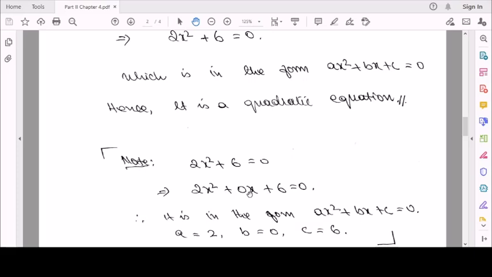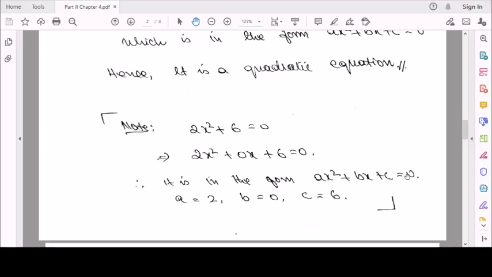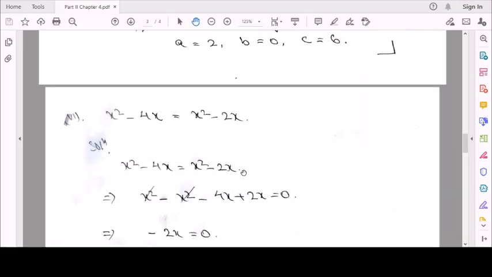3 terms, the first, second and the third. X squared, the power of x is 2, here the power of x is 1, and the constant. But in this, if you multiply 0 with x, it becomes 0. That means no need to keep this term, just ignore it. You will have only 2x squared plus 6 equals 0. But actually it is in the form ax squared plus bx plus c equals 0, which is the standard form of a quadratic equation.